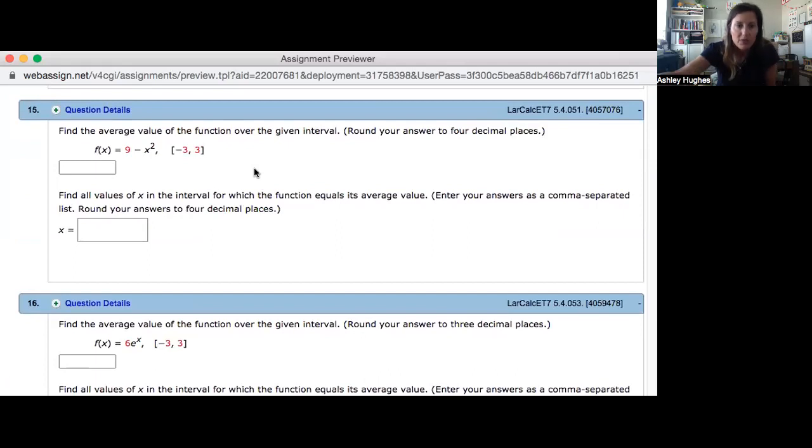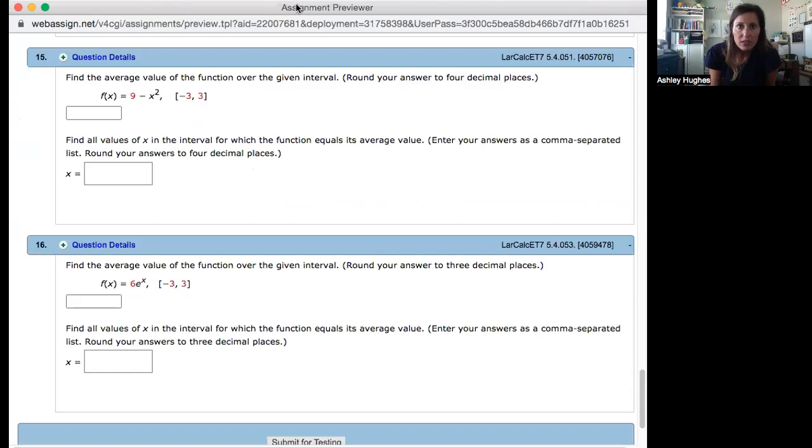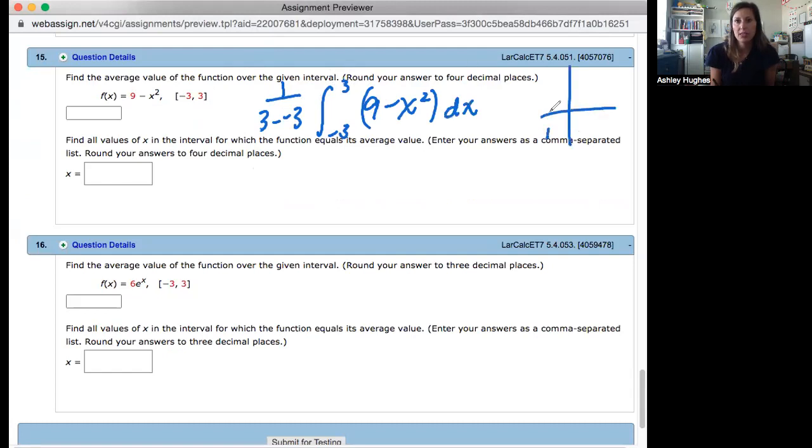Let's do one more. We'll do this one. Find the average value of the function over the given interval. So I can say 1/3 minus -3, integral from -3 to 3 of 9 minus x squared dx. You can do it that way, or if you know that 9 minus x squared is a symmetric function, then instead of doing -3 to 3, I could make it easier and just do 0 to 3 and double it, which is what I'm going to do.